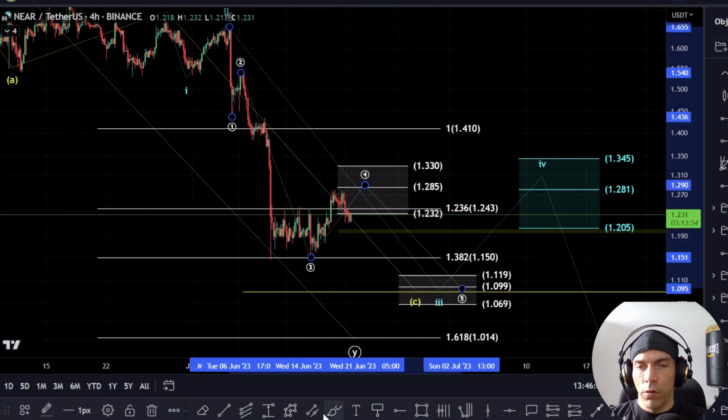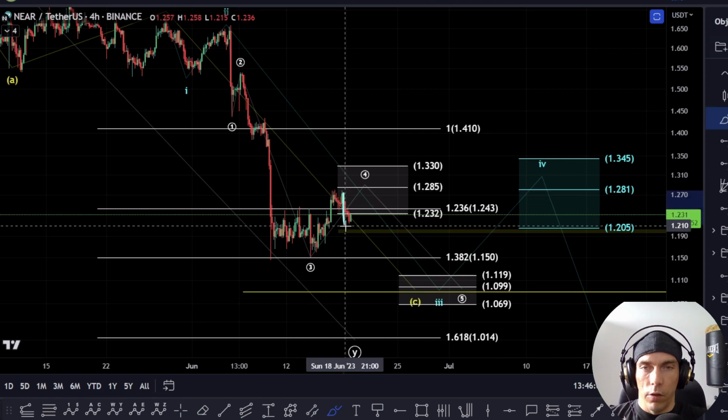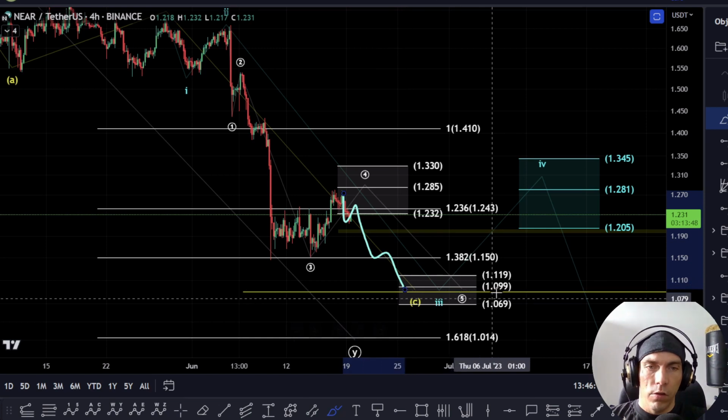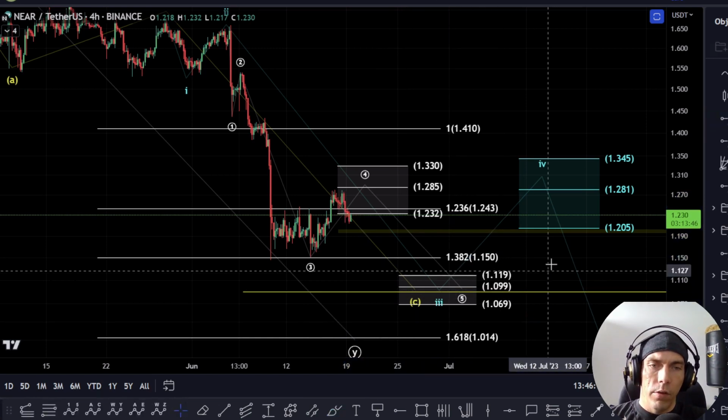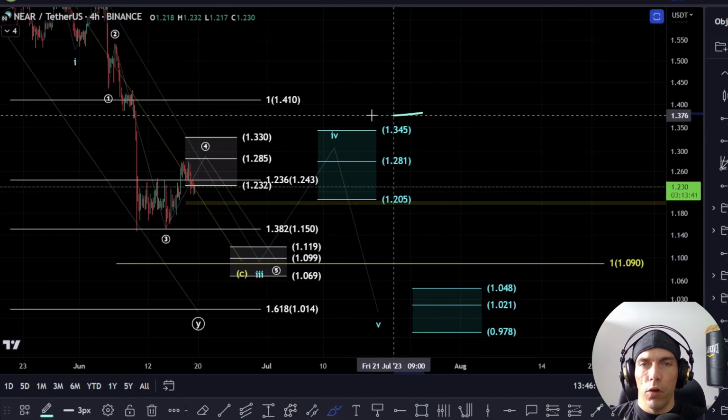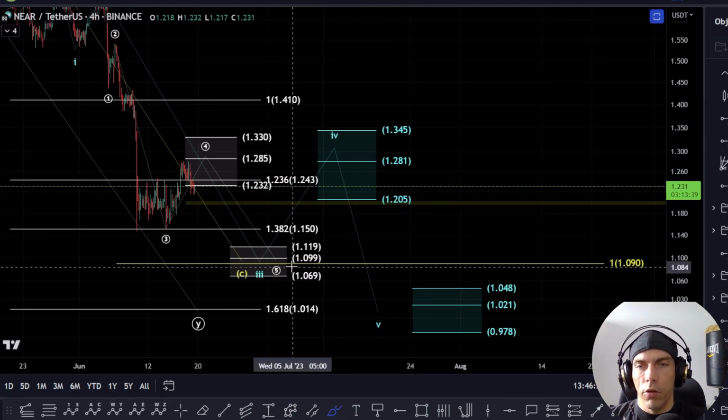Now, if we do look to break down here and we actually look at this as 1, we get a 3-wave move up, and then we start to break down below these lows here. Target is going to be this $1.11 to this $1.06. If we do move down into that zone, we're going to have to watch this blue target box here, which would be looking for an additional 4th and a 5th.